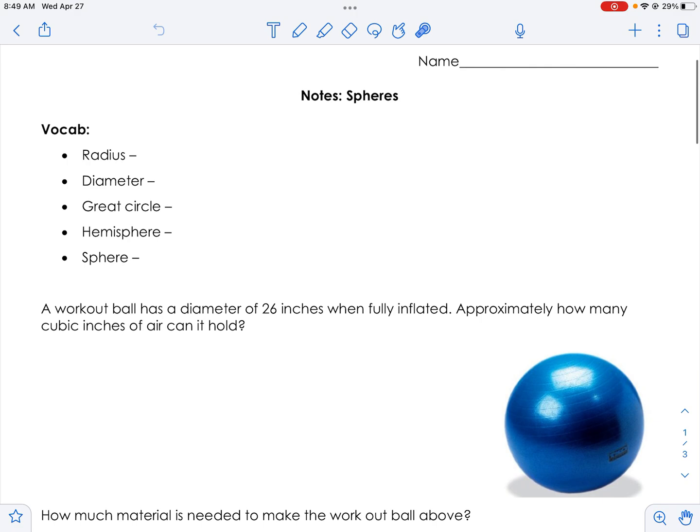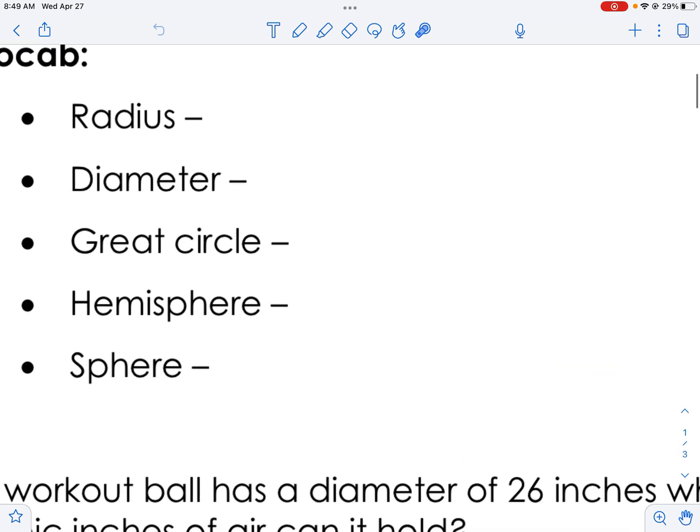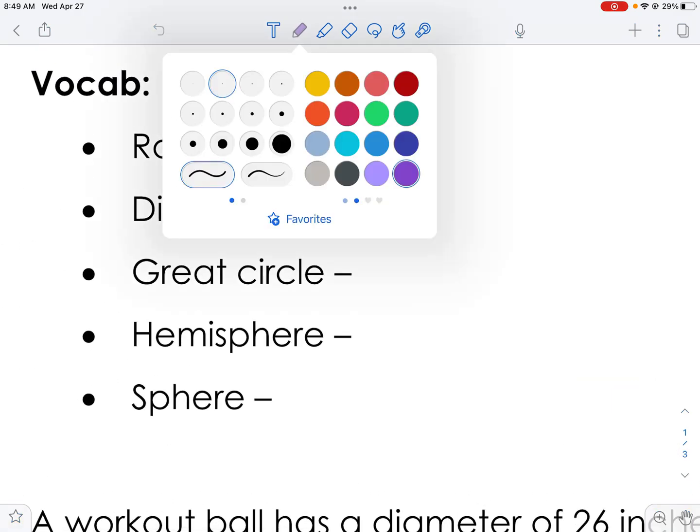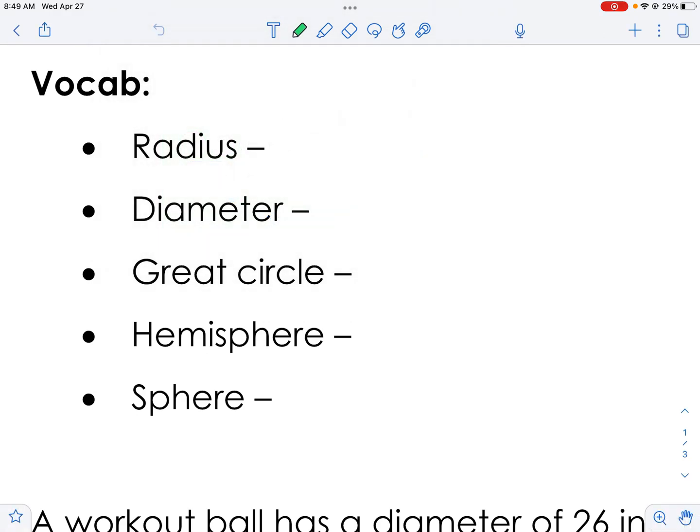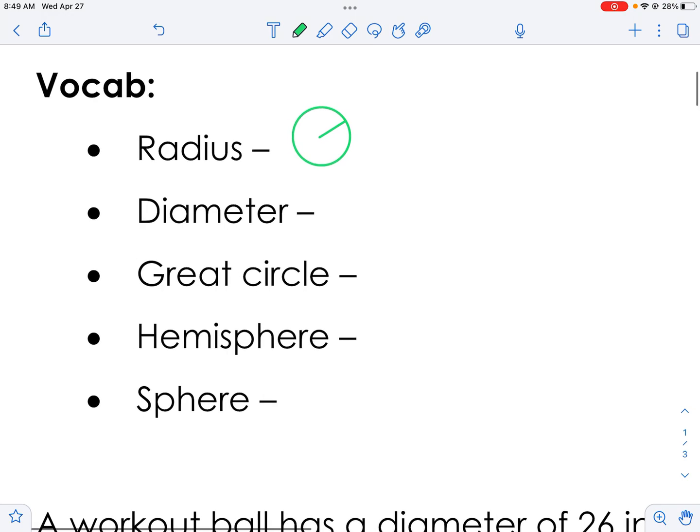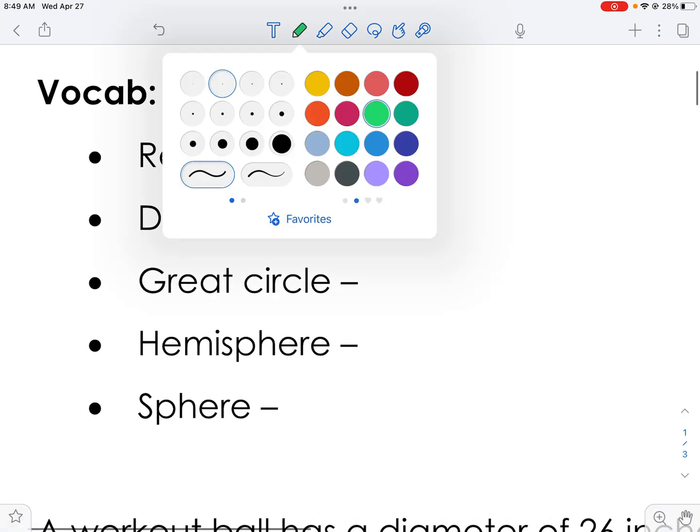Now, you do have to be able to tell different parts of a sphere. So just kind of going through, I'm going to draw some little pictures here. Most of you hopefully already know some of this stuff. But the radius goes from the center out to the edge of the circle. So that's the radius, that's the radius. It doesn't really matter where I put it, but it doesn't go all the way across. So that would be the radius right there. It does not go all the way across.